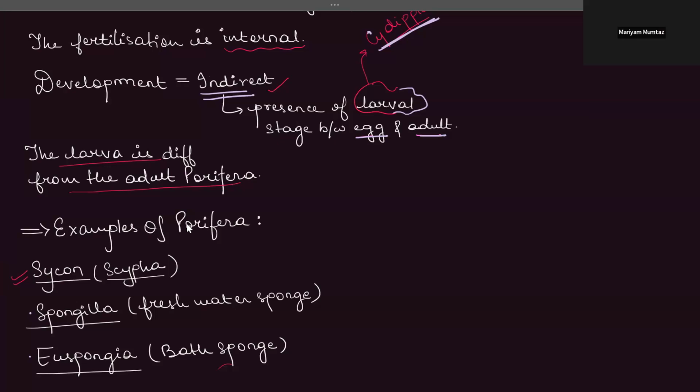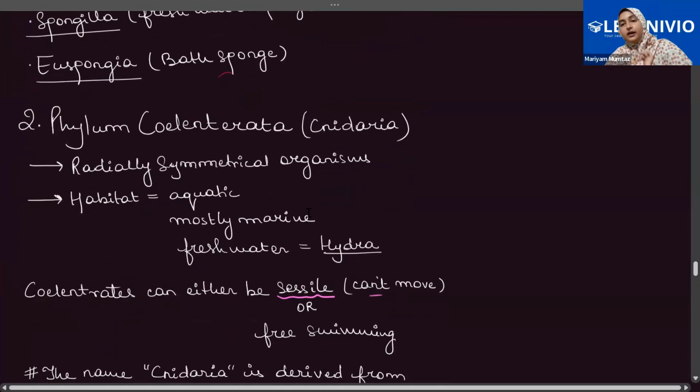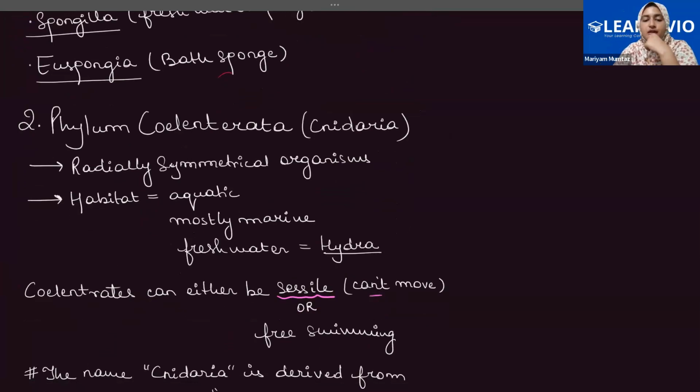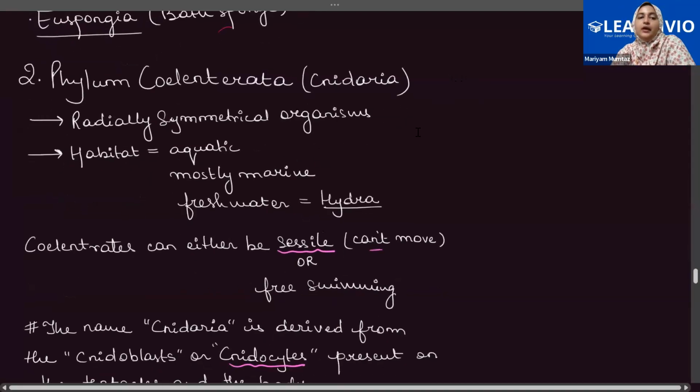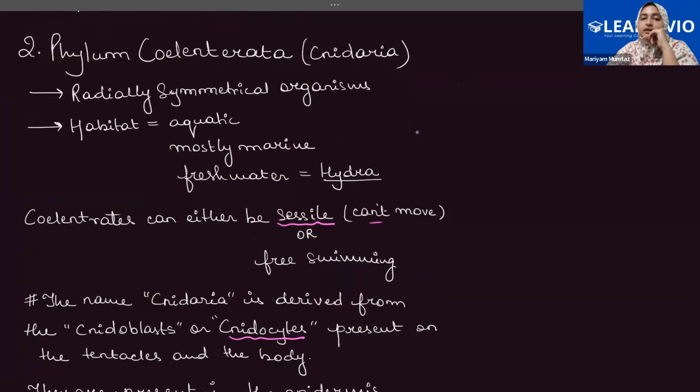All right. Now let us talk about the next phylum, that is phylum Coelenterata or Cnidaria. Okay, everyone switch back your videos on. Yes, everyone. Okay. All right. So now we're going to talk about Coelenterata or Cnidaria.